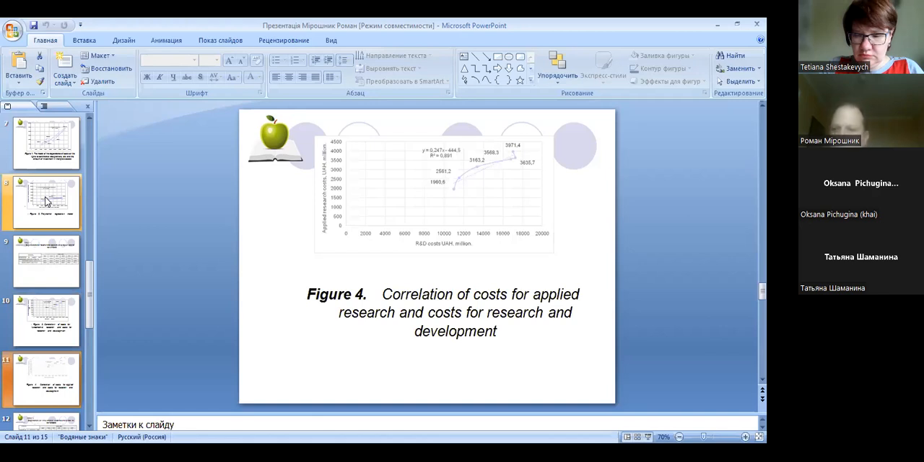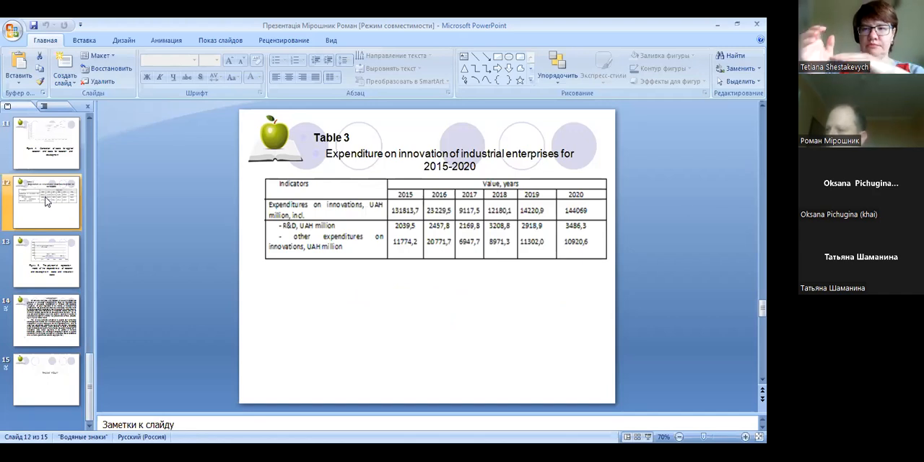Figure four shows the relationship between the cost of applied research and the cost of research and development, which is also linear in the presence of strong correlation. As can be seen from table three, the cost of innovation of economic entities in Ukraine for the period 2015-2020 was different. As for the cost of innovation, the funds were mainly spent on research and development and other types of cost.